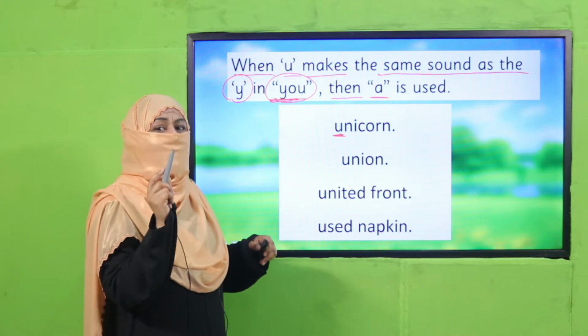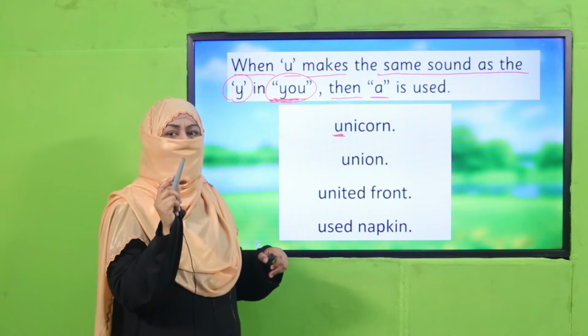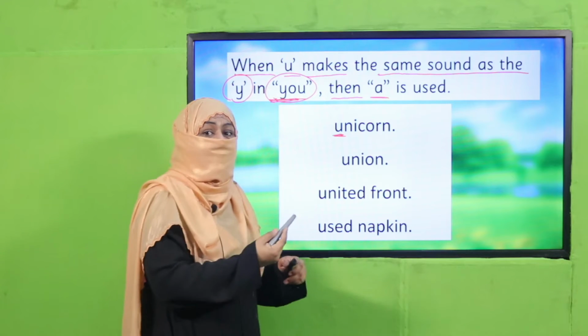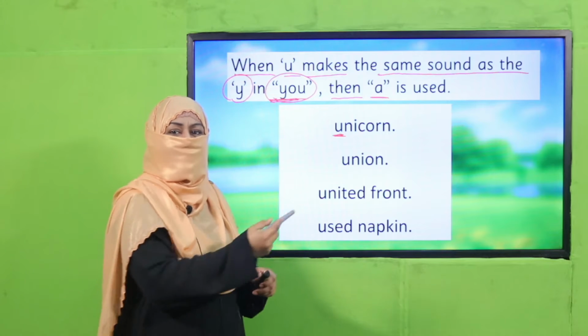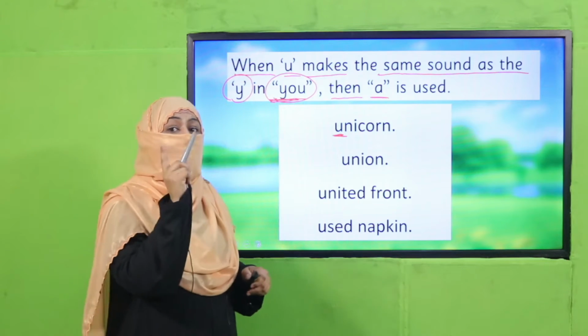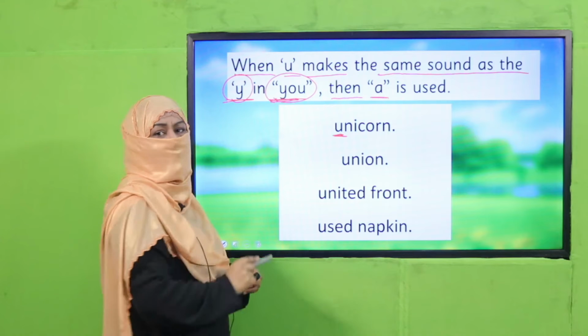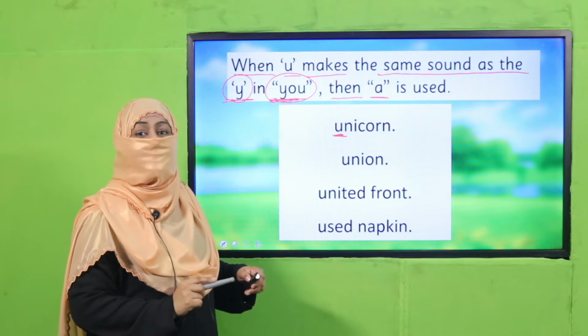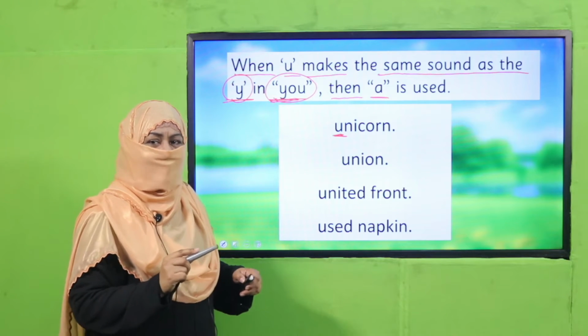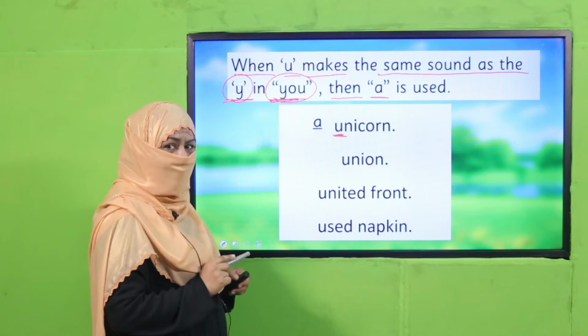And what is the vowel sound of U? It's uh, as in umbrella. So here, when we say it, it's unicorn. So U is giving a different sound, which is a consonant sound, which is a Y sound. That's why we don't say an unicorn. What do we say? We say a unicorn.